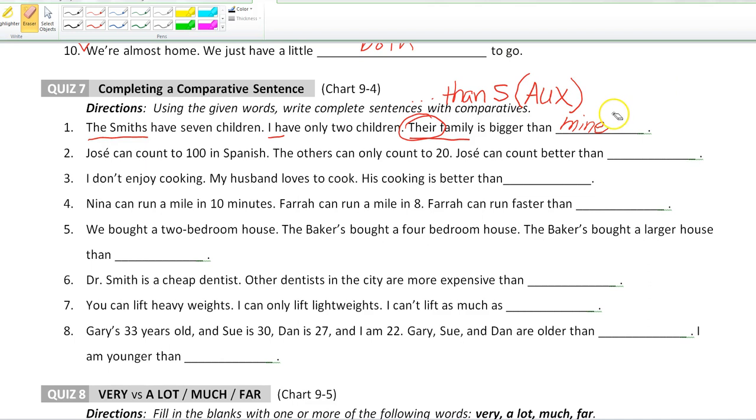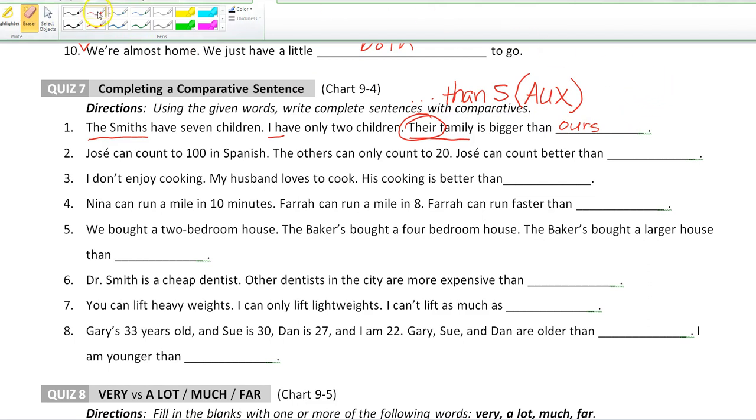Now I know some people would want to use, instead of my, use our. Well, that's fine too. Their family is bigger than our family is. Okay? And then we can drop the aux, get rid of is. Their family is bigger than our family. And then we can drop family. Okay? And that would be their family is bigger than ours is. And then we can drop that aux and have their family is bigger than ours.